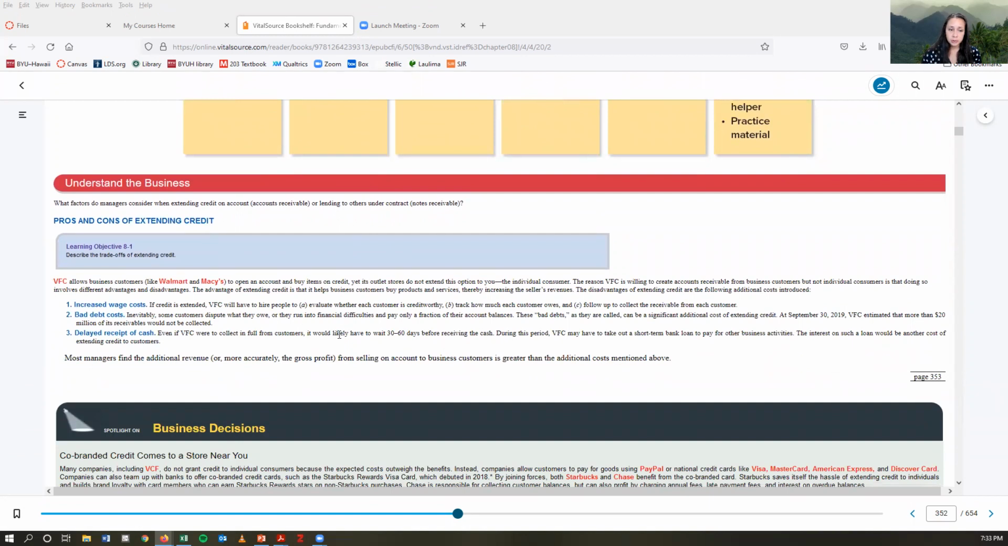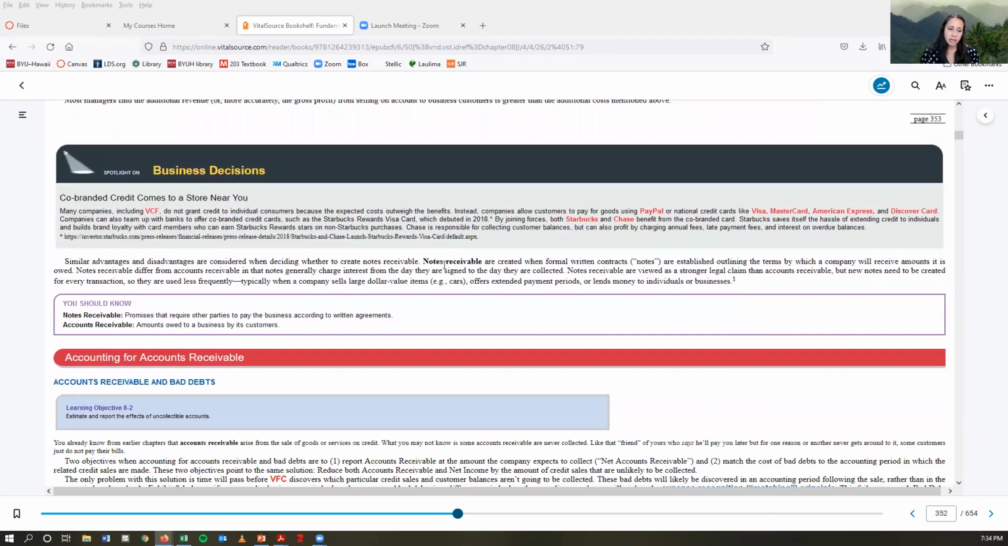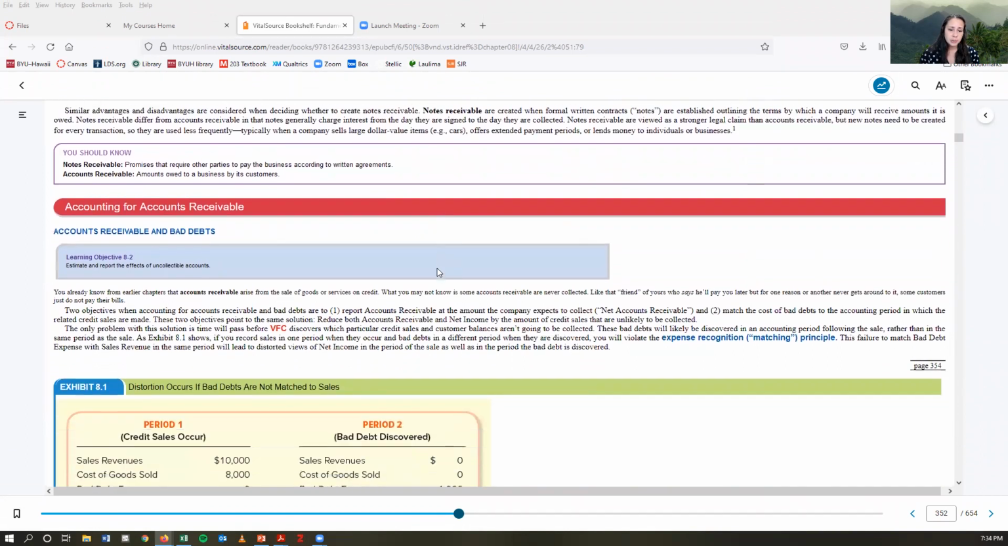There's definitely pros and cons, so we can have increased sales revenue, but there's also increased wage costs for hiring somebody that can manage your credit. Some people just don't pay us, so we have bad debt costs, and then there can be a delayed receipt of cash, so that we're not as liquid if the cash doesn't come right away. So it can make it harder for us to go acquire more inventory if we're waiting for that cash to come into our business.